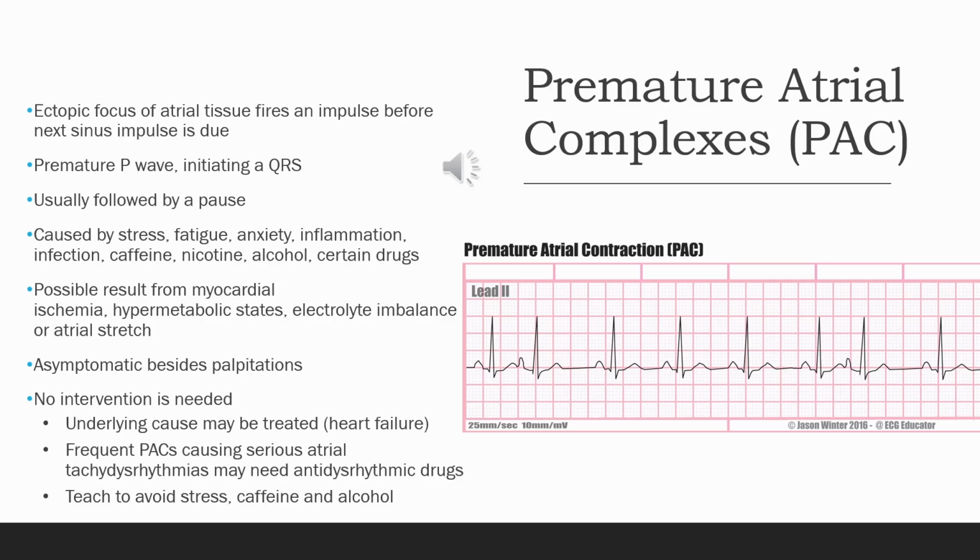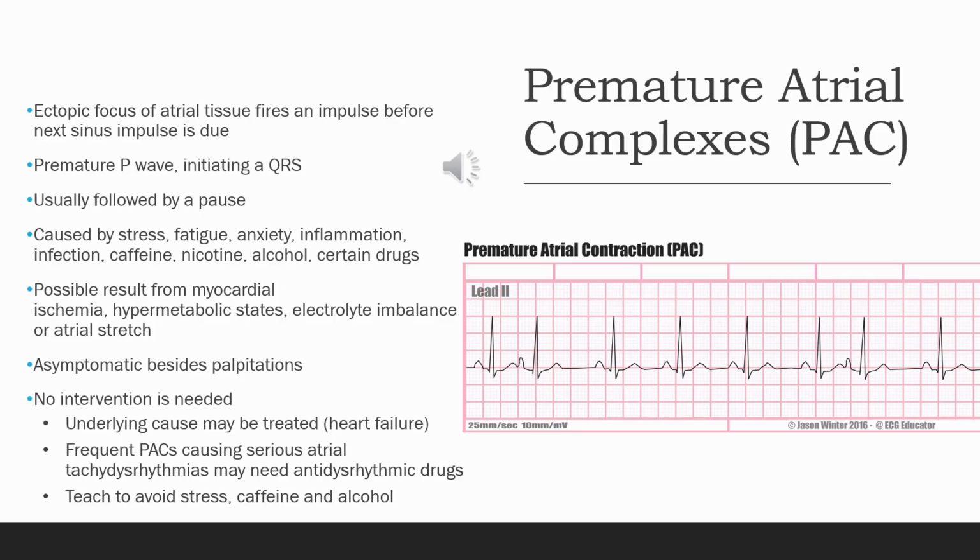So a PAC is not necessarily a dysrhythmia; it's more so just an abnormality found on an EKG rhythm, such as normal sinus rhythm. A patient can be in normal sinus rhythm and have an abnormality of a premature atrial complex.